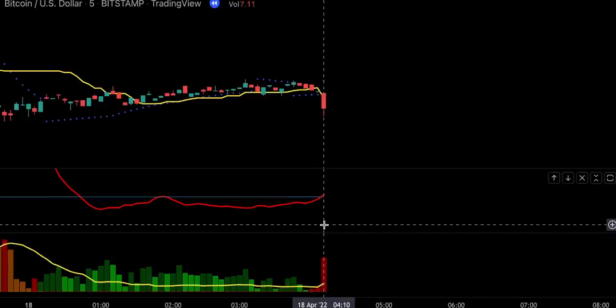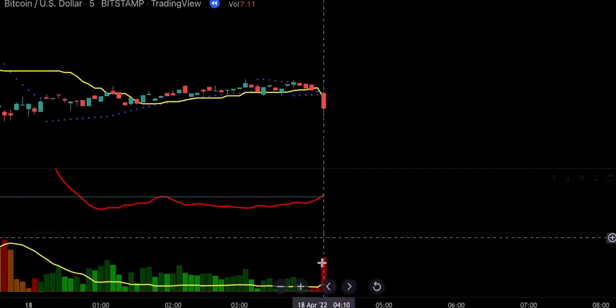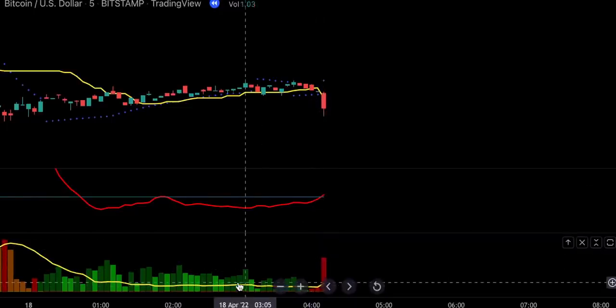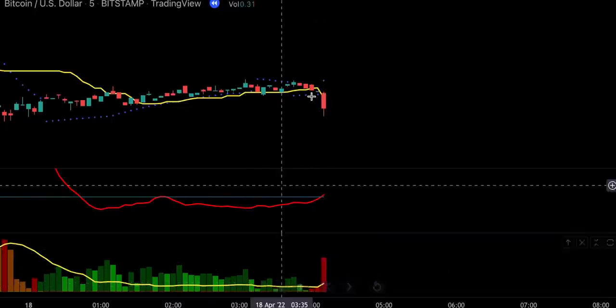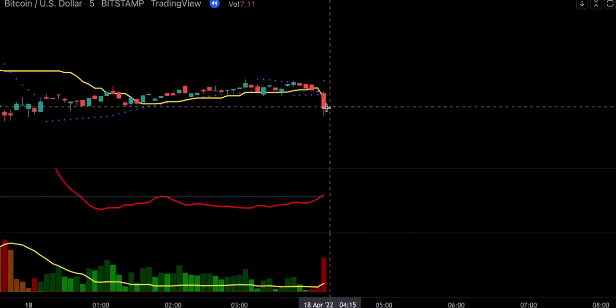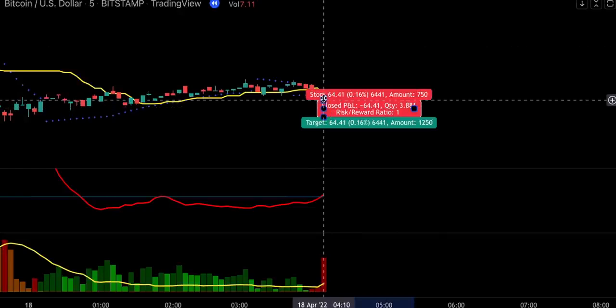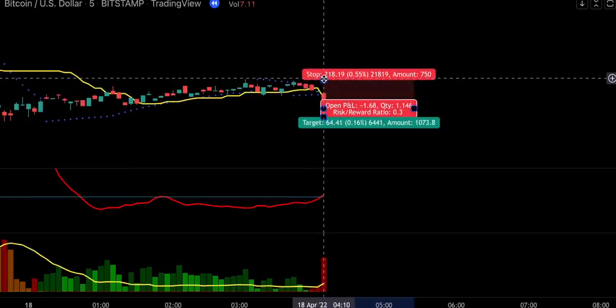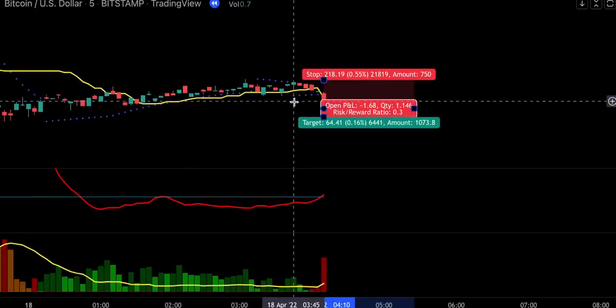So the histogram has to be colored in either orange or red color, and it has to break through this yellow moving average. And once we have these three conditions met, we're going to take a short position, set our stop loss at the recent swing high. And again, if the price moves in our favor and we have a profitable trade, we're going to close the position as soon as we have an exit signal from our Parabolic SAR indicator. So when exiting a short trade, these dots have to flip below the price.